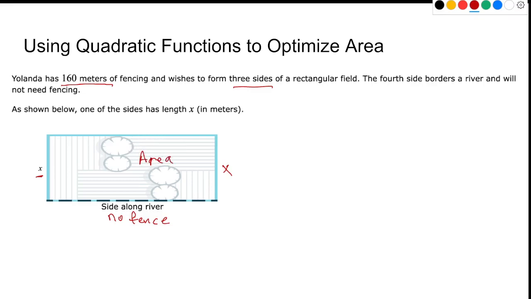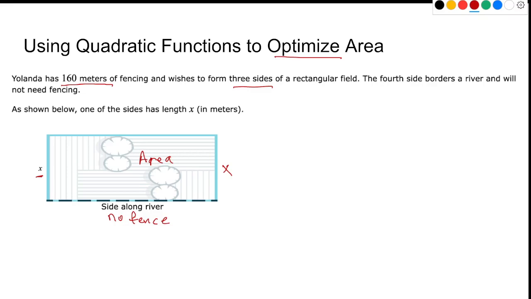So remember, optimizing means to maximize or minimize, either to get the most area or to use the least material. In this case, we want to get the most area. So when you see optimization, you're already thinking vertex, because the vertex is where you get a minimum or a maximum. The hardest part of this is probably finding out how long this side is.